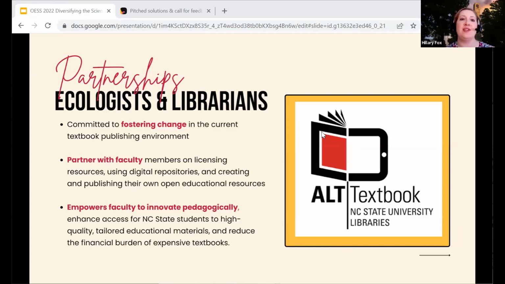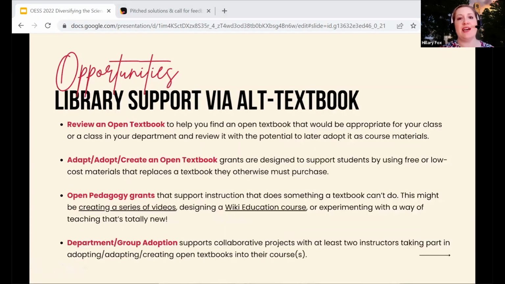So I want to highlight a little bit on a local scale how NC State University Libraries has supported projects like this. The big thing is through our Alt-Textbook program. This is a program where instructors can apply for a grant to address different things, but the big thing that we are looking forward is to focus on helping faculty with open education and open pedagogy by providing different levels of grants. And these grants, they're all fully listed on the screen, but just to give you an overview.